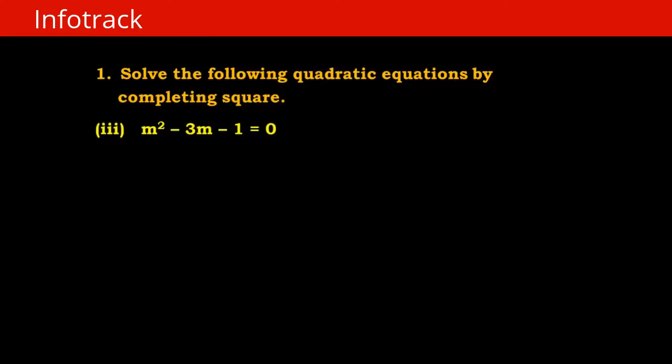Question: m square minus 3m minus 1 is equals to 0. Now see, for completing square method, first step is we require coefficient of square term 1. So it is 1. Now you have to bring constant term at RHS. So our first step will be m square minus 3m is equals to 1. Equation number 1. Now we have to find the third term.